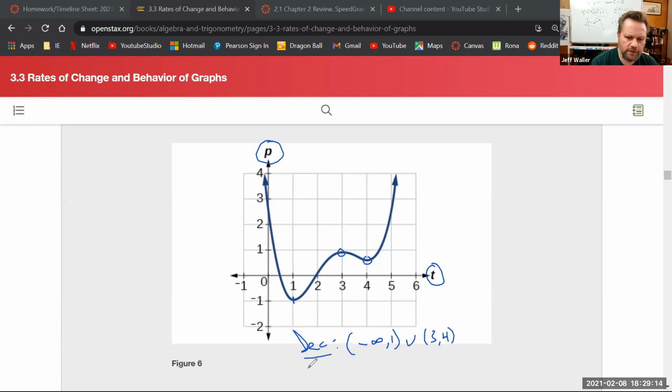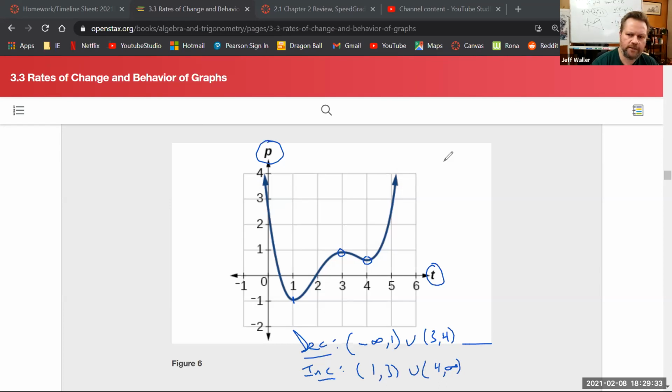All right. So where's it increasing? It must be increasing everywhere else then, right? 1 to 3. 1 to 3. And 4 to infinity. 4 to infinity. I like it. That's easy, right? Isn't that easy? Not bad, right?